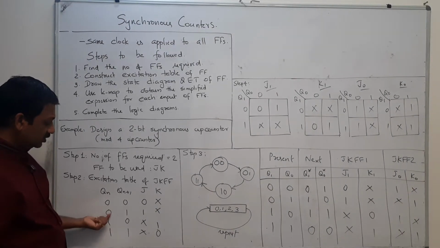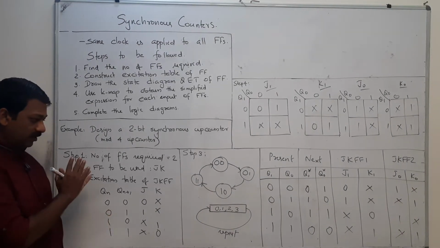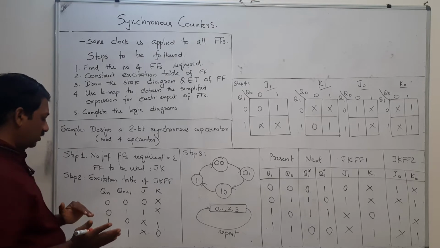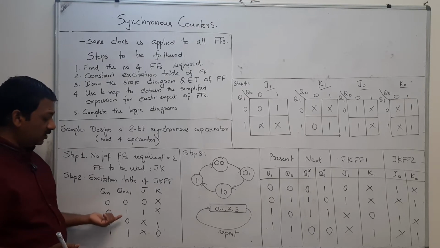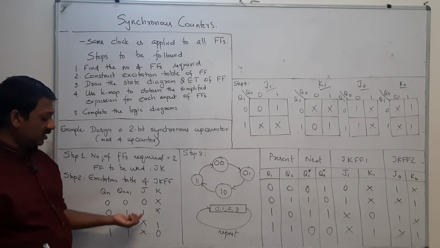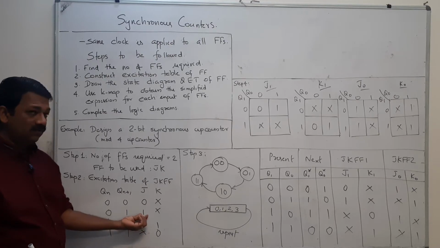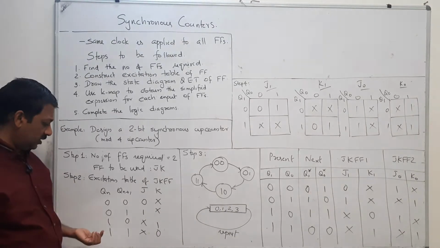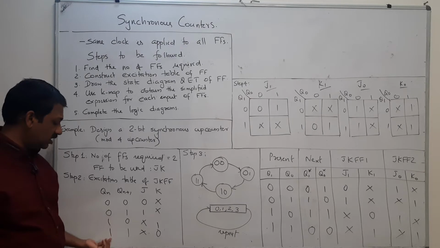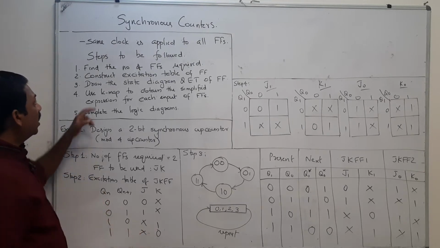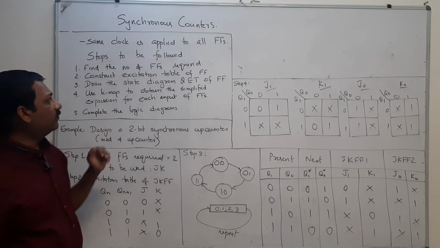If the output has to switch from 0 to 1, you have to make this 1x. That means J has to be 1 and K is a don't care. 1 to 0 it is x1, and 1 to 1 it is x0. And that is the excitation table of the flip flop.